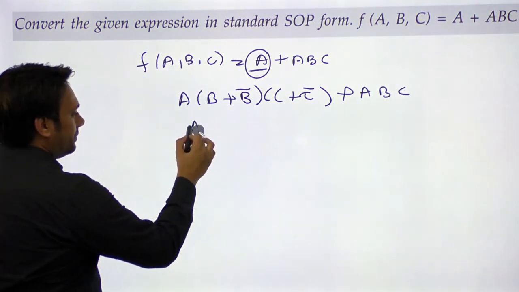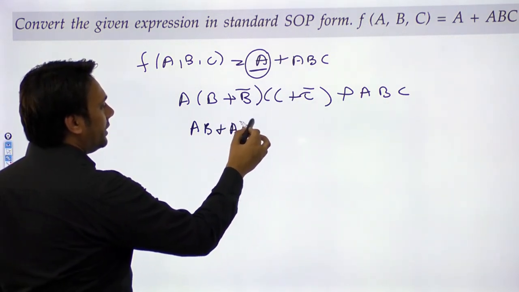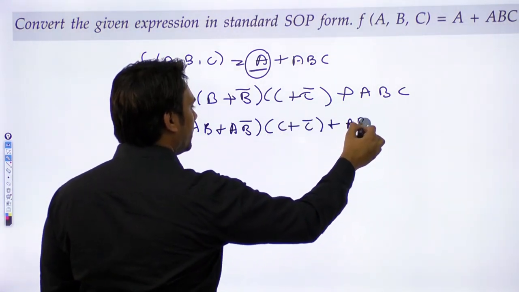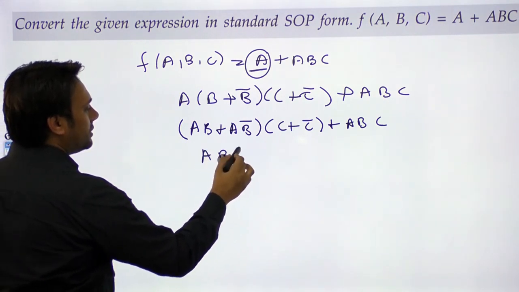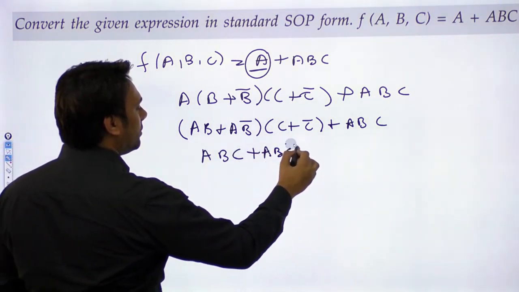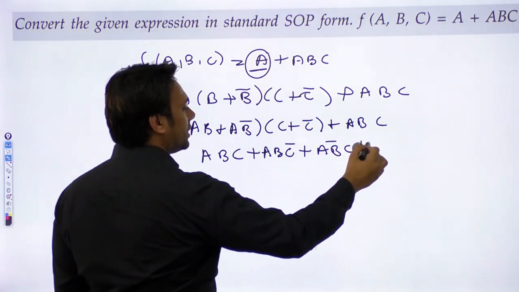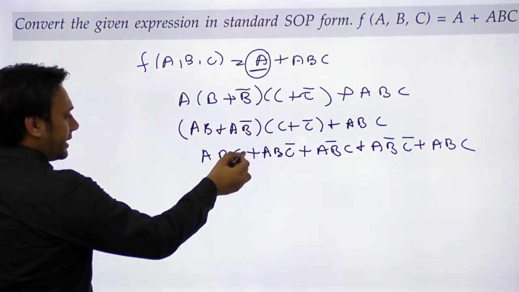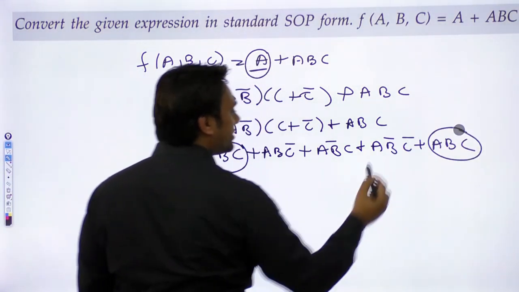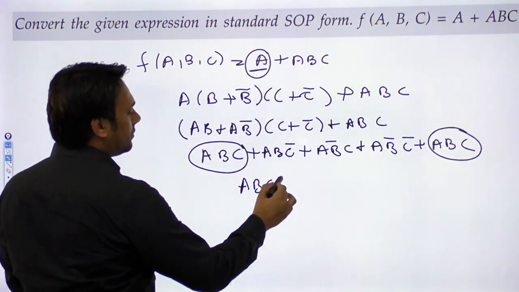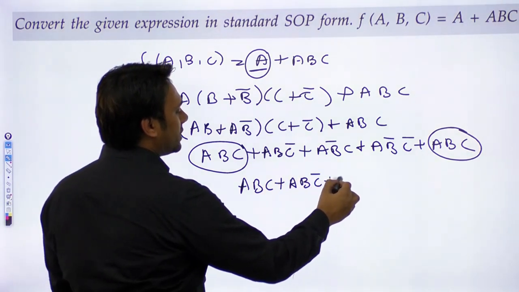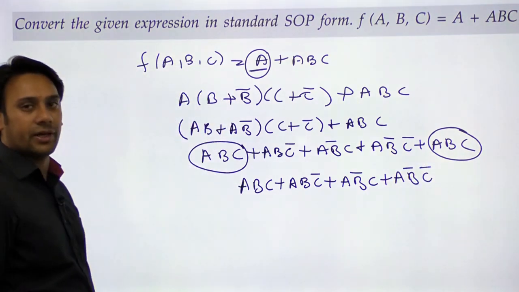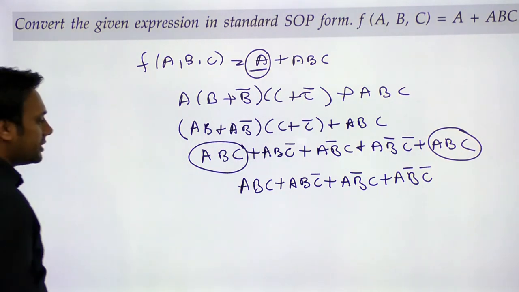Now from this I will get ab plus ab complement, right? Here this is c plus c complement plus abc. It can be written as abc plus abc complement plus ab complement c plus ab complement c complement plus abc, right? So in this entire expression, abc is present here as well as here. So I can write it as abc plus abc complement plus ab complement c plus ab complement c complement. Correct?